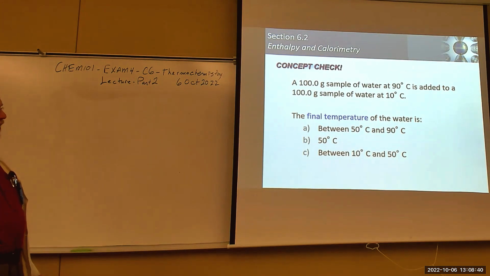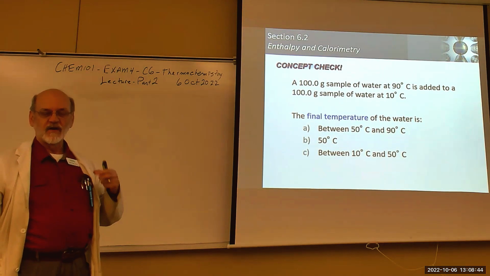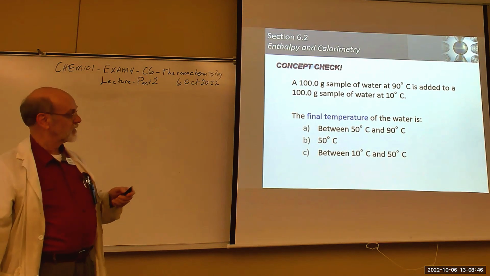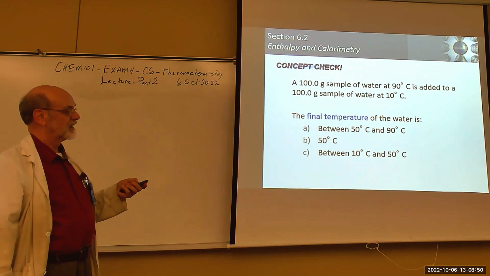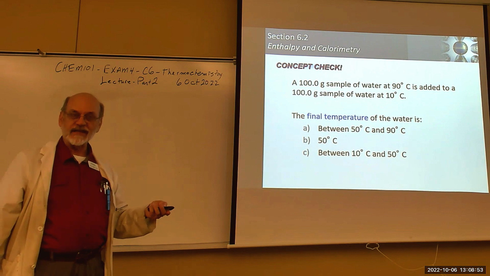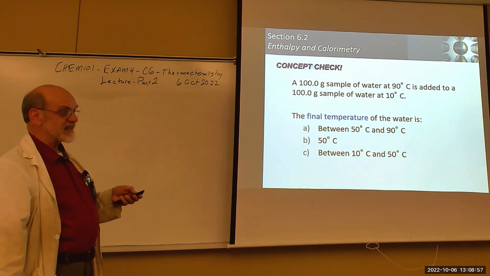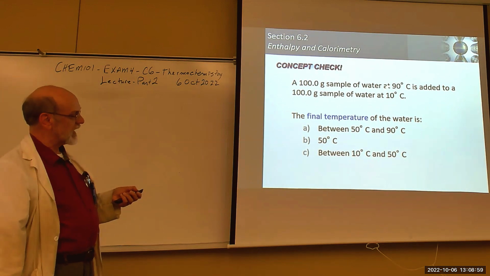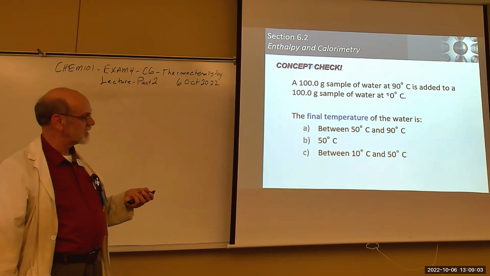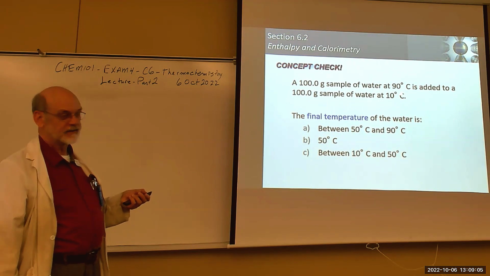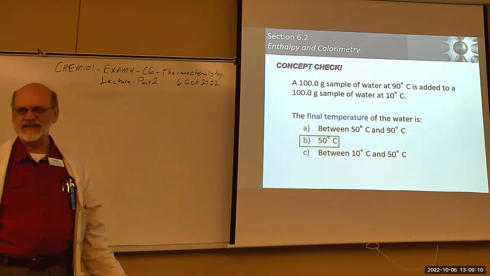Say you have 100 grams of water at 90 degrees and 100 grams of water at 10 degrees. When you put them together, what's the temperature going to be? Well, since they're the same substance and the same mass, they should absorb or release heat in the same amount, as the case may be. So they're going to meet in the middle, at 50: 10 plus 40 or 90 minus 40. So it should be B. Okay, that was easy.